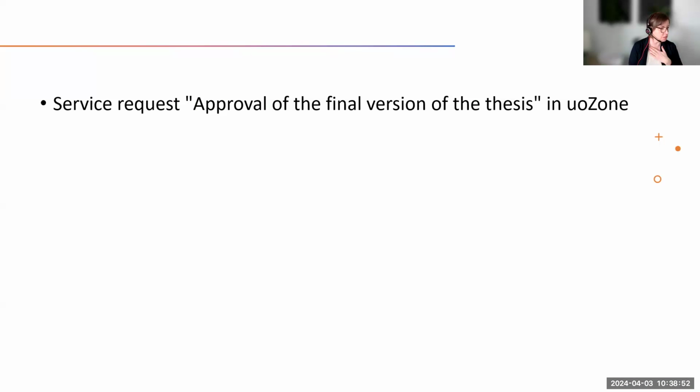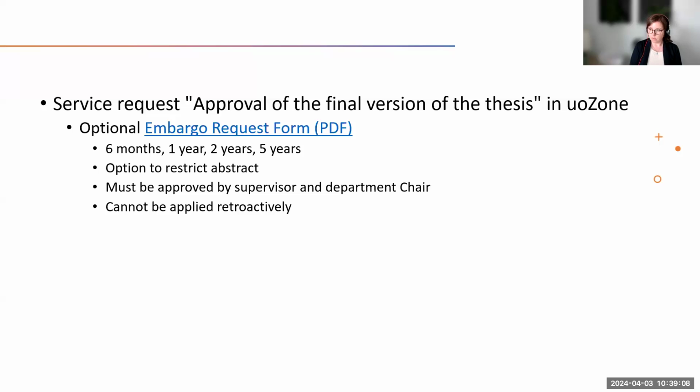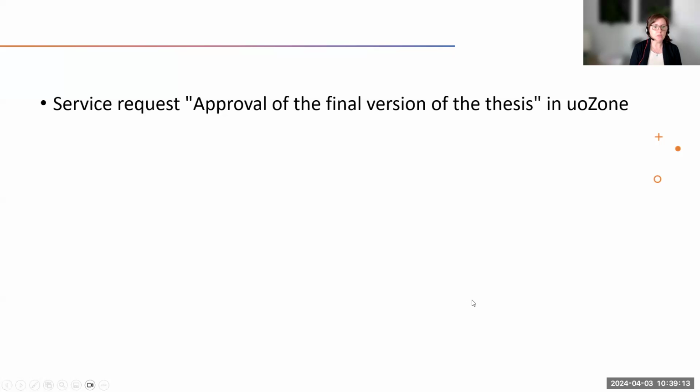Students must submit their thesis to UO Research within 30 days of your defense. You will need approval from your academic unit to do this. So first you will log into UO Zone and submit your thesis for your thesis supervisor and academic unit's approval by using the service request approval of the final version of your thesis.